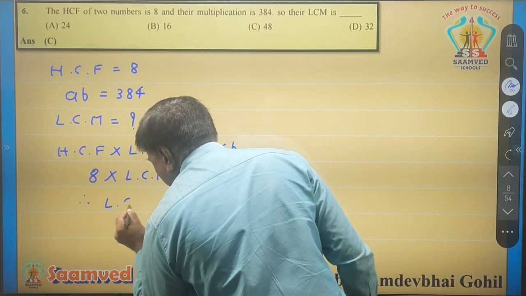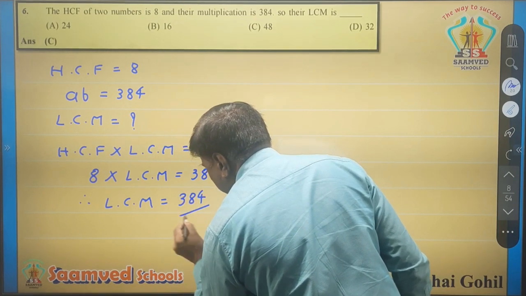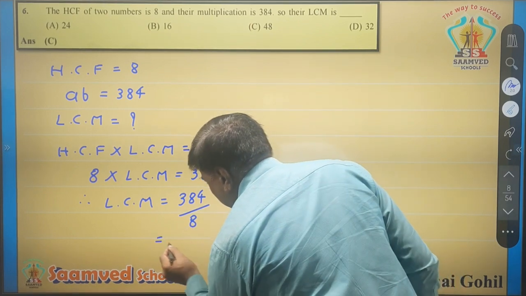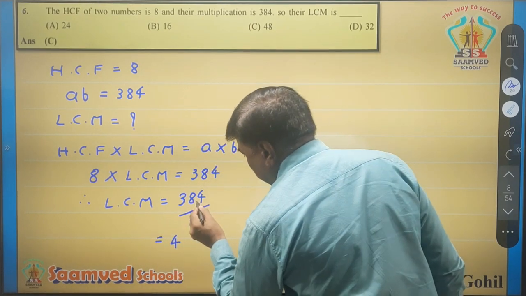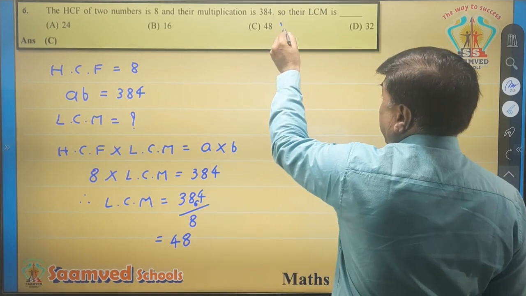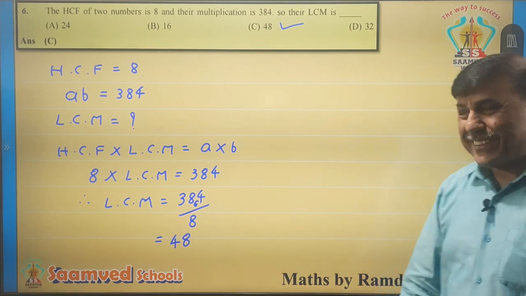So, LCM will be 384 divided by 8. So, 8 4s are 32, 6, 8 8s are 64. So, answer will be 48. Option C. Clear?